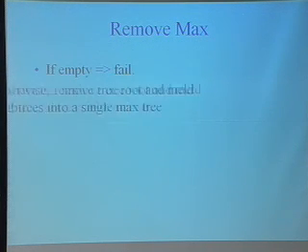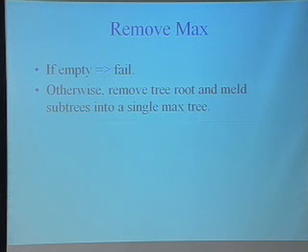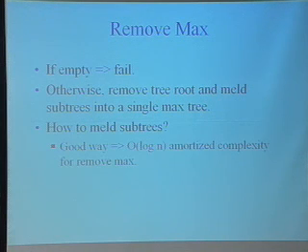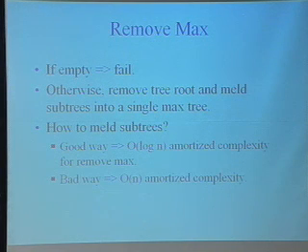All right, so if it's empty, you got nothing. Otherwise, you take the root out, and you have to meld the subtrees into a single tree. And here is where you need to be careful about how you do the melding. If you do the melding using what we'll call a good way, then you can prove log n amortized complexities. If you do the melding in what we'll call a bad way, you can prove order n amortized complexity is the best.